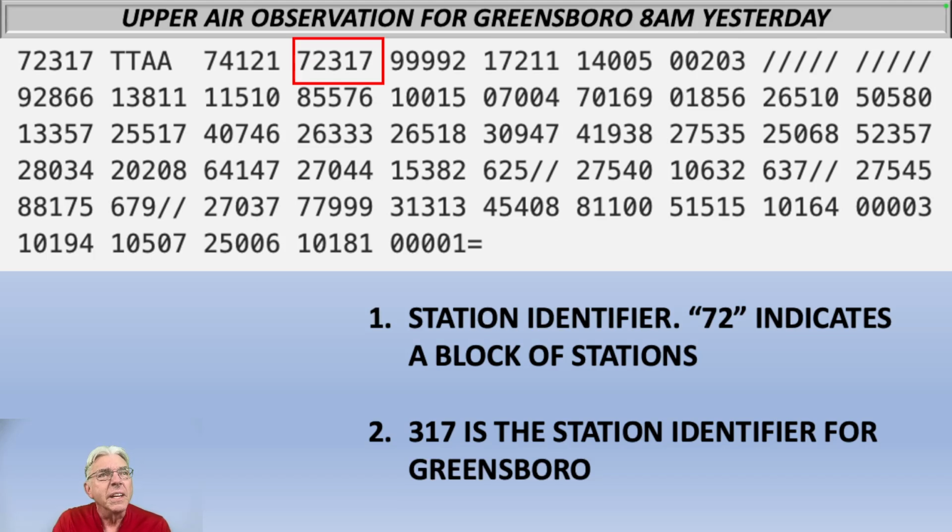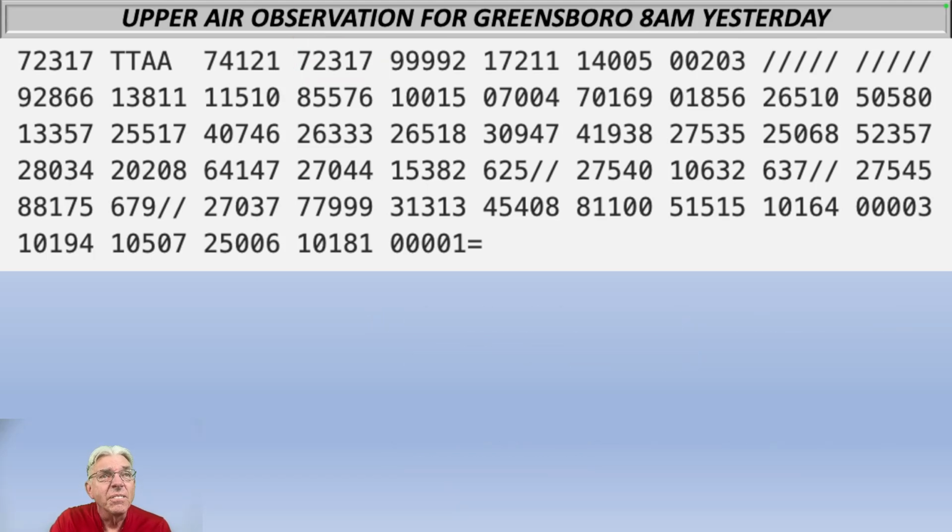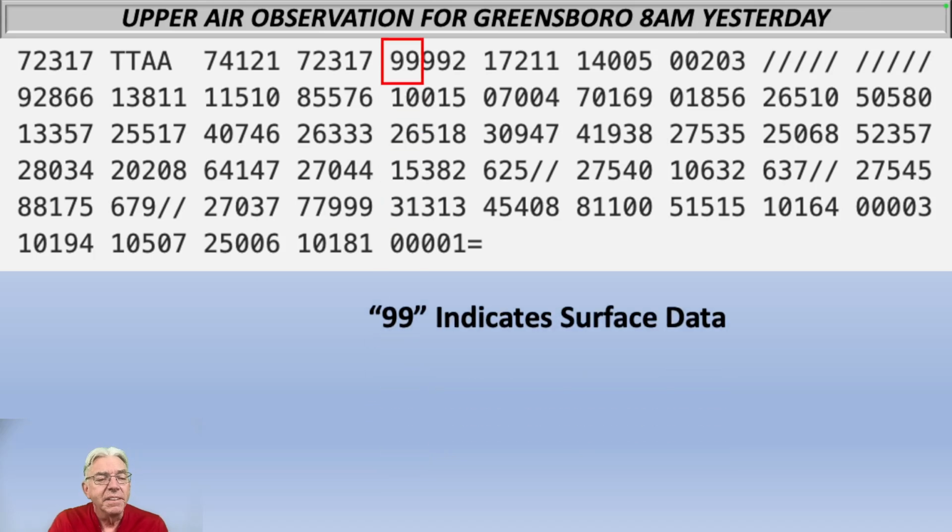Now, just real quickly, the set of numbers before that, and again, don't ask me who came up with this system. The 74, you subtract 50 from that to get the date, which is the 24th, or was the 24th. And then the 12Z is the time, that's 12Z Greenwich time. And then the 1 indicates mandatory levels all the way up to 100 millibars. All right. The 99 indicates surface data, okay?